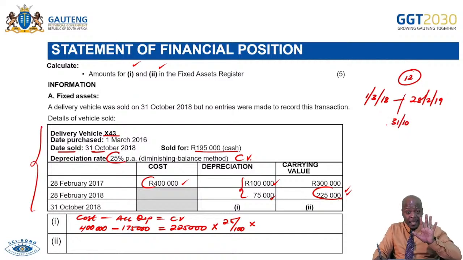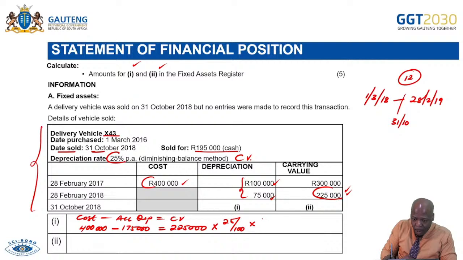We need to see fingers at this point. Don't count silently, you might make a mistake. You can literally take out your fingers in the exam, and then you begin and say March, April, May, June, July, August, September, October, 31st of October. How many months do we see there? So we have 8 months. Then I say multiply by 8 over 12.